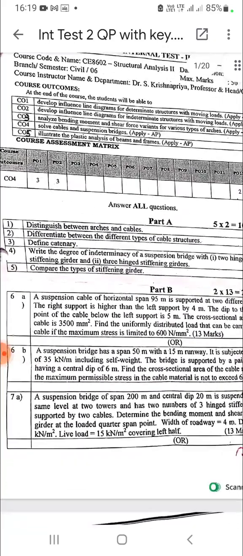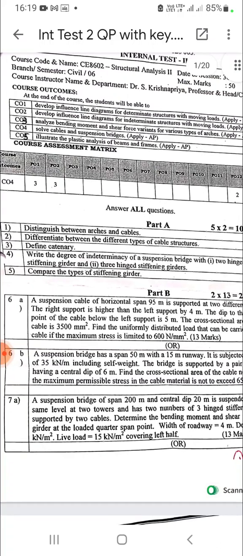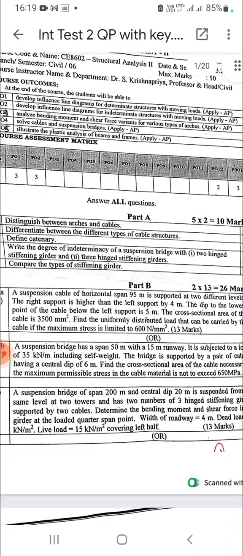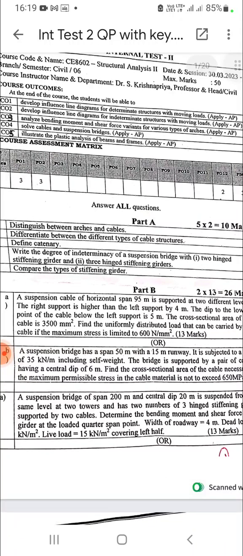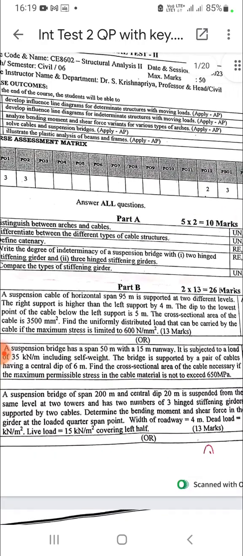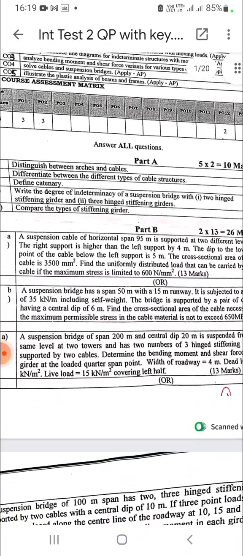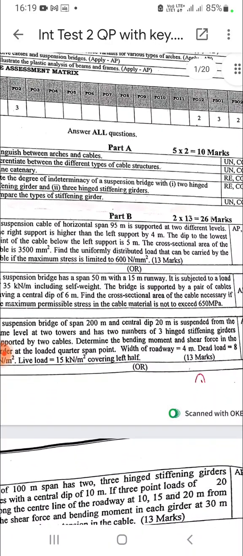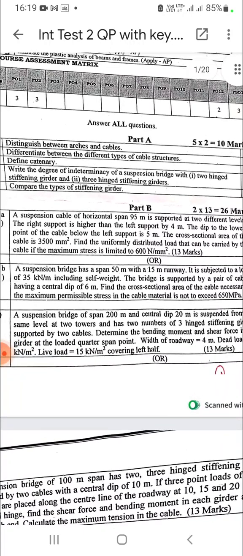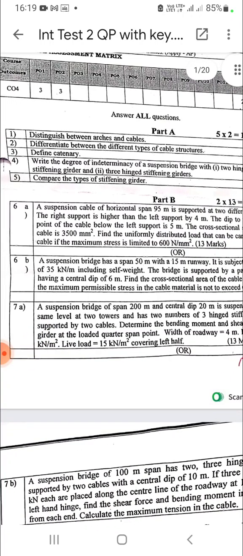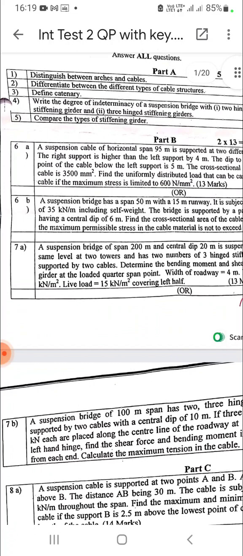And part B questions, 6A question everybody has just memorized. I can see you got the answer for P correct, but the steps are wrong. And 6B, again it is 35 kilonewton per meter. Some people multiplied it with the runway width. I told you several times, it is not in kilonewton per meter square. Don't multiply by the runway, because a pair of cables is given, you have to divide by 2 only. So the bridge is supported by a pair of cables, so you have to divide by 2 only. Again silly mistakes here.